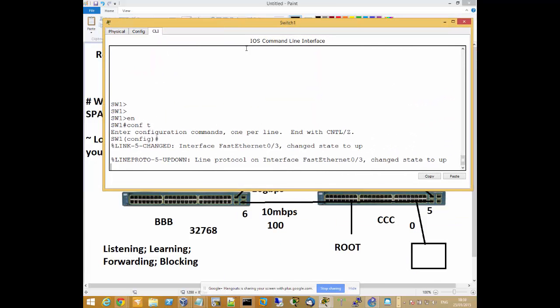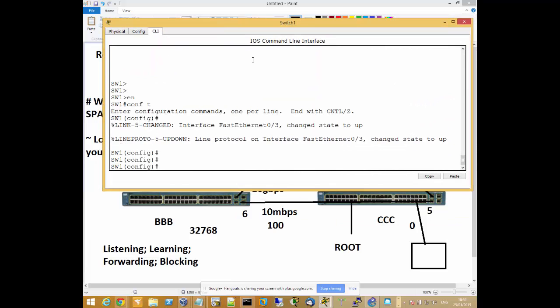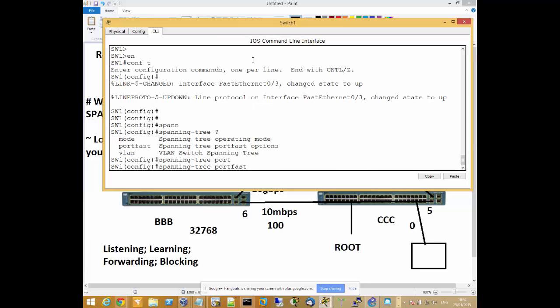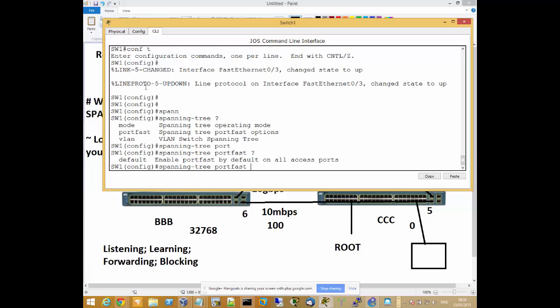So the way to do it individually or globally is this. I can go on a switch and go globally and type spanning-tree portfast. And if I put a question mark, it says enable portfast by default on all access ports. So this will only work if I configure all the ports as static access ports.